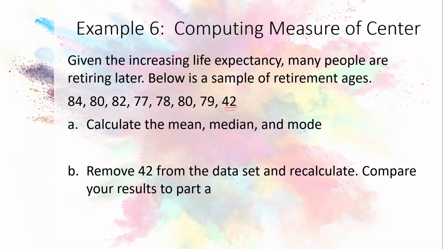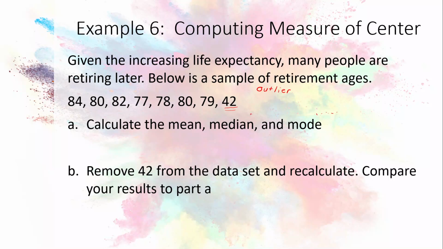And this is also what we would call an outlier, because it is seriously different than all of the other data values. If we actually plotted this on a number line, you would have all these points here, and then my 42 would be all the way over there.